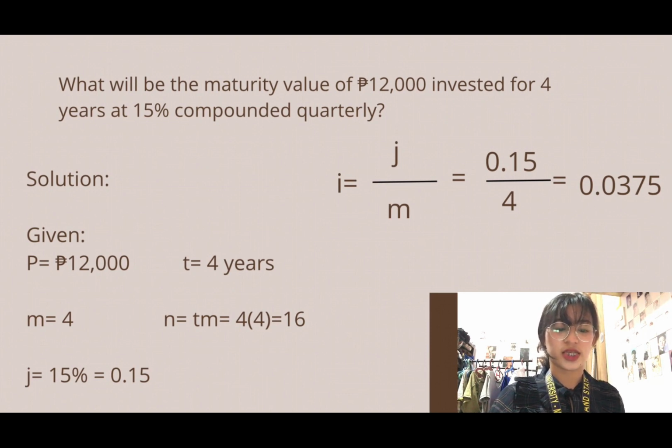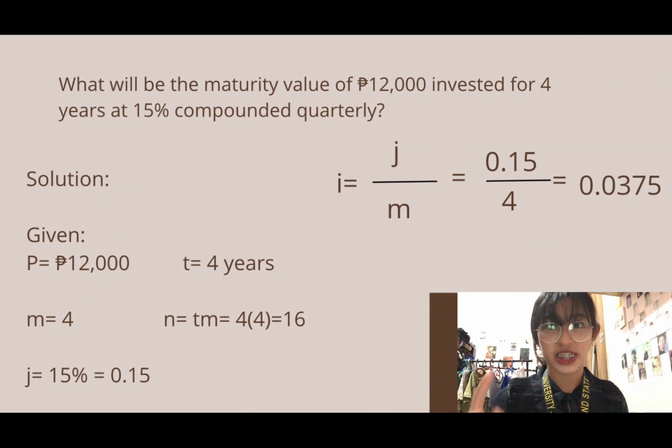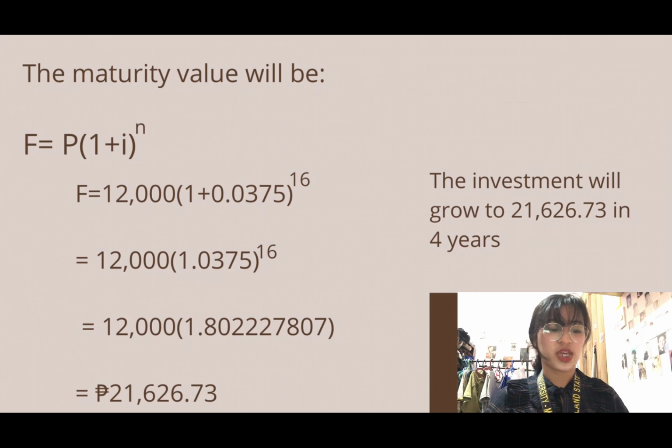Then N is T times M. So 4 times 4 equals 16. J is a percent, so we have to make it a decimal: 0.15. I is the periodic interest rate. The formula for the periodic interest rate is J divided by M. So 0.15 divided by 4 is 0.0375.